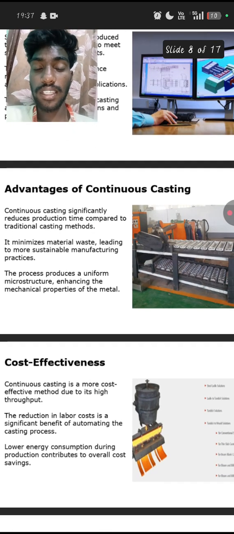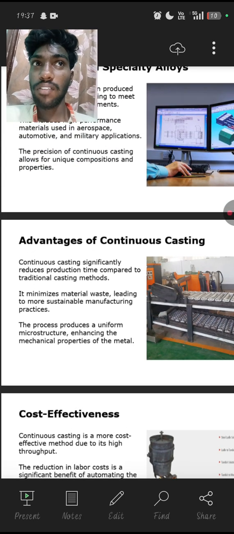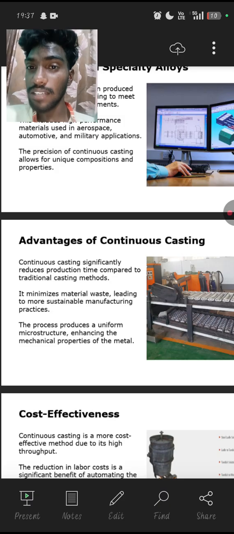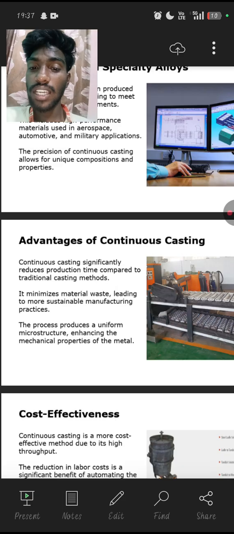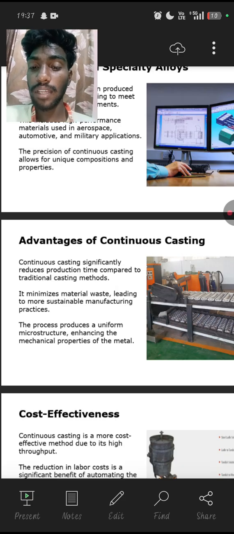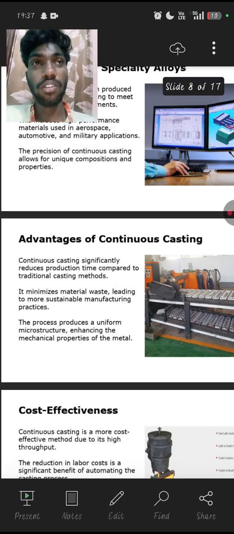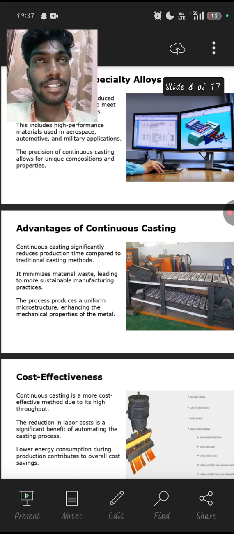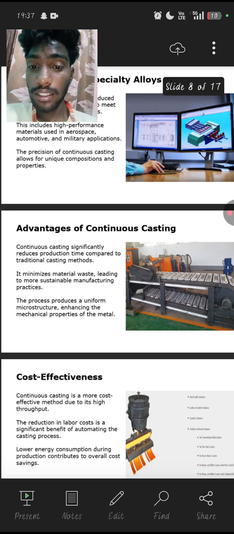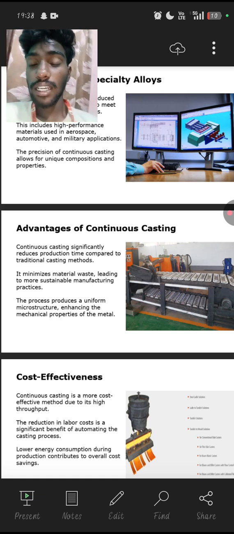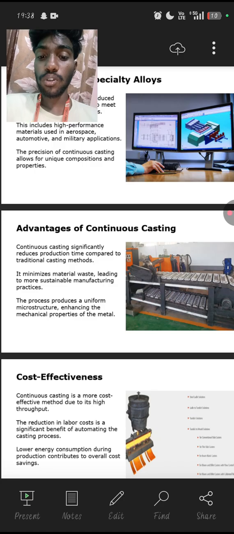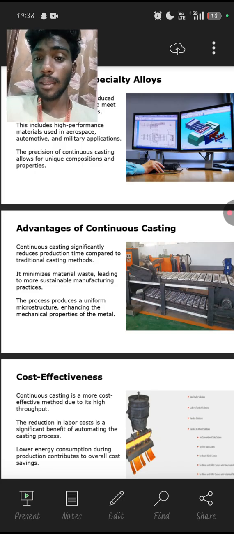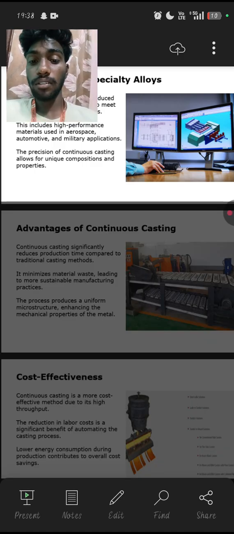Advantages of continuous casting. The reason we use continuous casting is that it has a lot of advantages. Continuous casting significantly reduces production time compared to traditional casting methods. We have a lot of casting methods, but continuous casting is a time saving process. It minimizes material waste, leading to more sustainable manufacturing practices. The process produces a uniform microstructure, enhancing the mechanical properties of the metal.